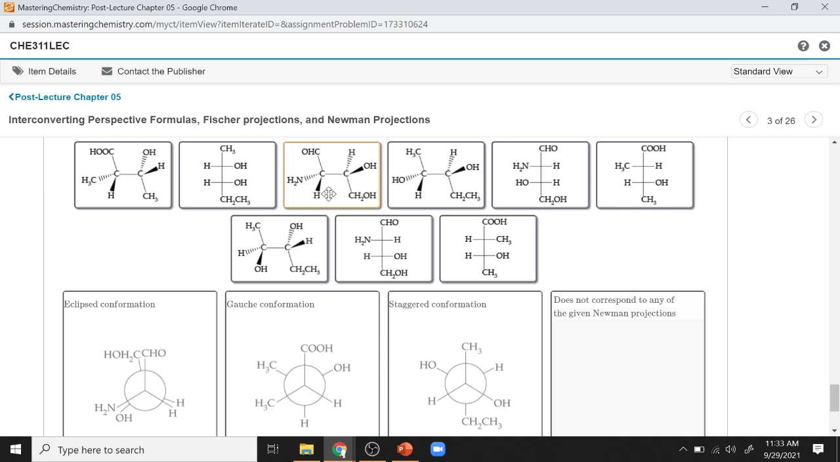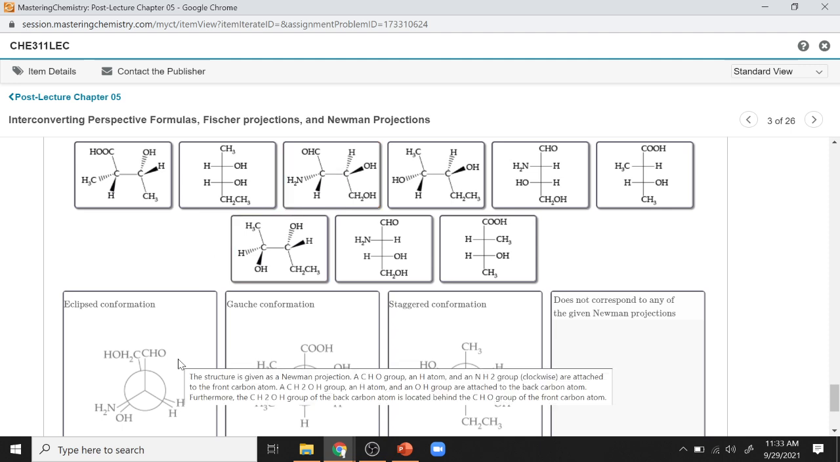Okay. So let's see. We rotate this around. So the CH2OH is pointing downwards. And what would that give us for our OH? It would be to the inside of the paper. Yeah, that's the wrong way, isn't it? Yeah, we got it the wrong way.